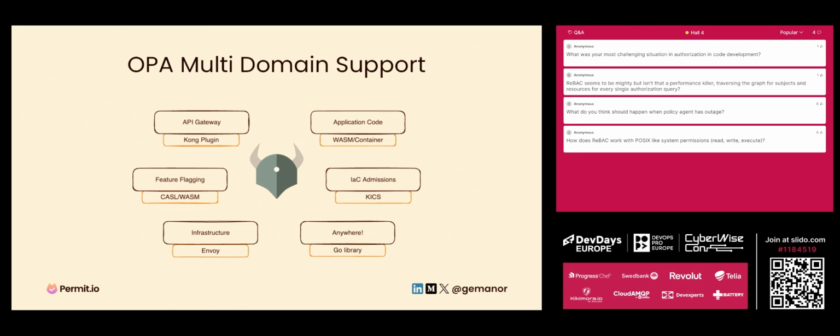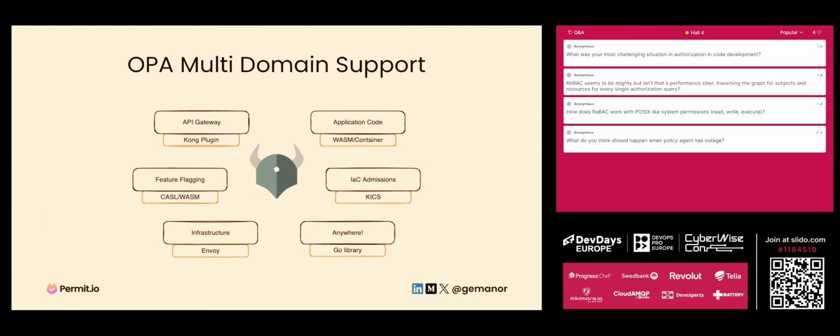Because Open Policy Agent is so generic, you can get decisions for multiple types. So for example, here are just some use cases that you can do with Open Policy Agent, and actually products that you might know built on top of it. API gateways, there are plugins. That's an example, Kong plugin. Every API gateway has an Open Policy Agent plugin.